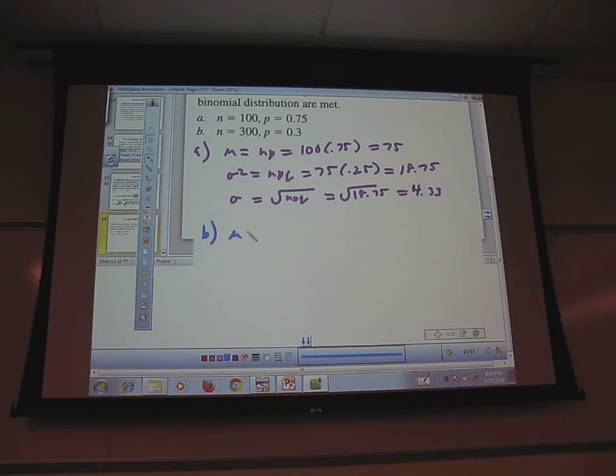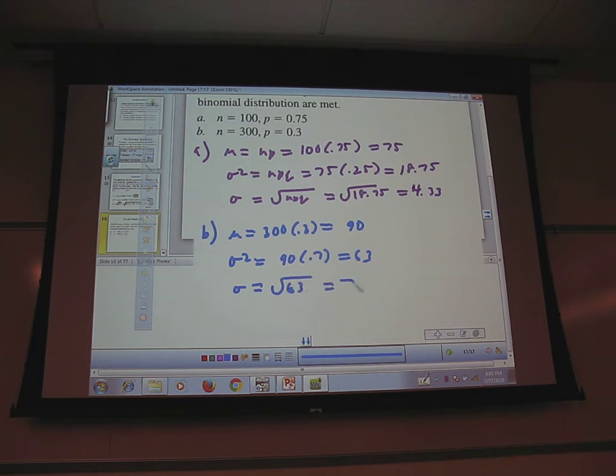Next one. Mean is 300 times 0.3, 90. Variance is 90 times 0.7, 63, and then sigma is the square root of 63, 7.94? Yes. Okay, good. I think 7.9 is okay.